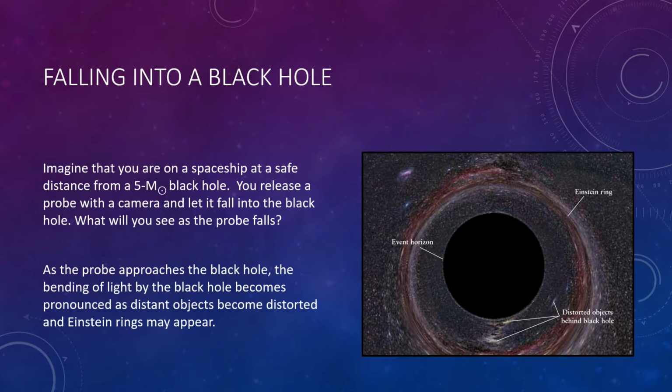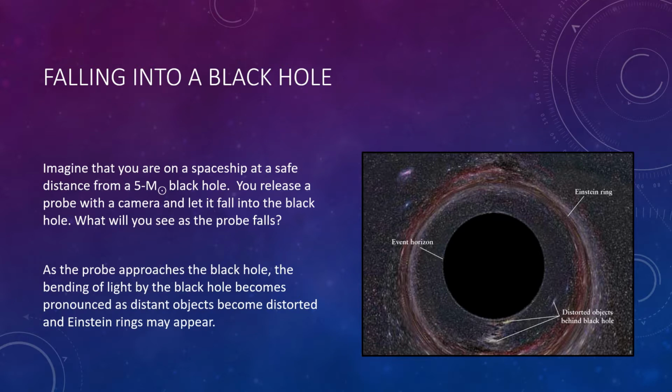Imagine that you are on board a spacecraft at a safe distance from a black hole of about 5 solar masses. A distance of 1,000 Schwarzschild radii away, or 15,000 kilometers, would suffice to keep you safe. You now release a space probe with a video camera and let it fall into the black hole. So what will you see from the camera as it falls?